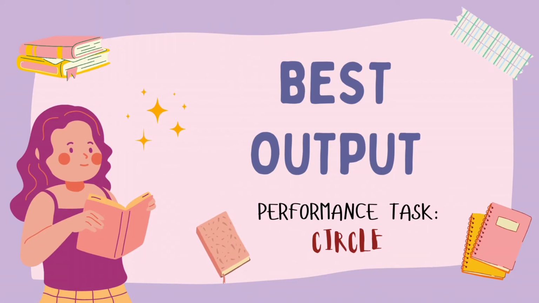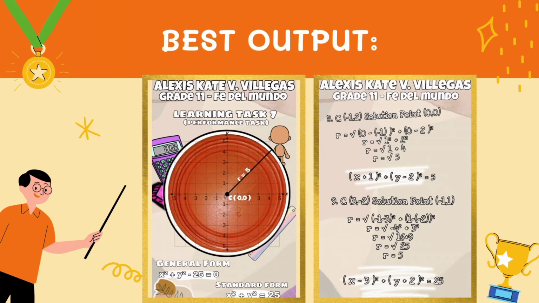This is the best output in the performance task in circle. For the output, we were tasked to take a picture of a thing that can be found at home that has the shape of a circle. Here, I've used the cup of a peanut butter. The center point of my circle is (0, 0) and its radius is 5.